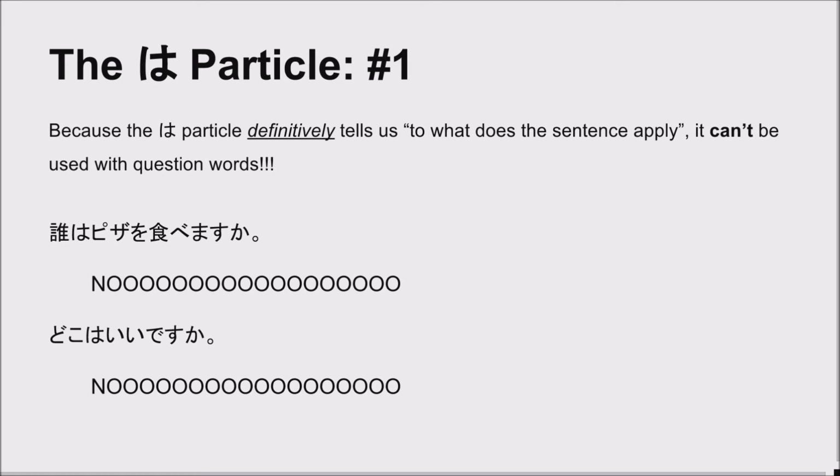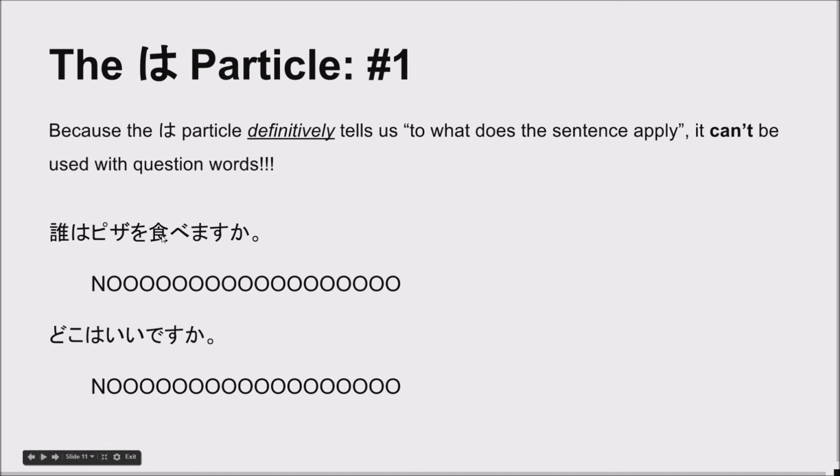No. Doko wa ii desu ka? No. I'm sure some language geek is going to tell me there's a way to use these, but just as a rule of thumb, we don't do this. And I'm talking 95% of the time. There's probably some crazy situation where it could apply. Dare wa pizza o tabemasu ka? No, ignore dare wa for now. Just ignore this. Just say pizza o tabemasu ka?